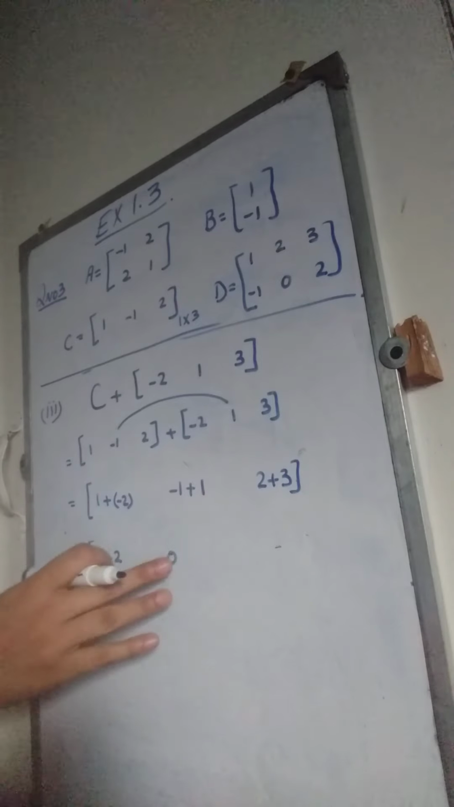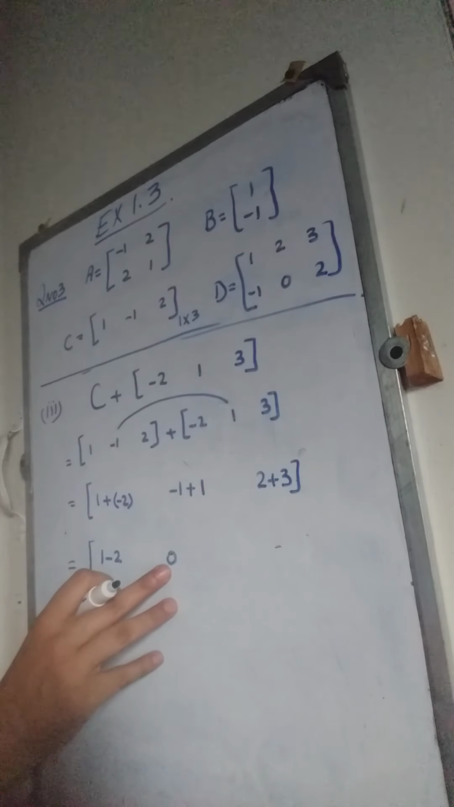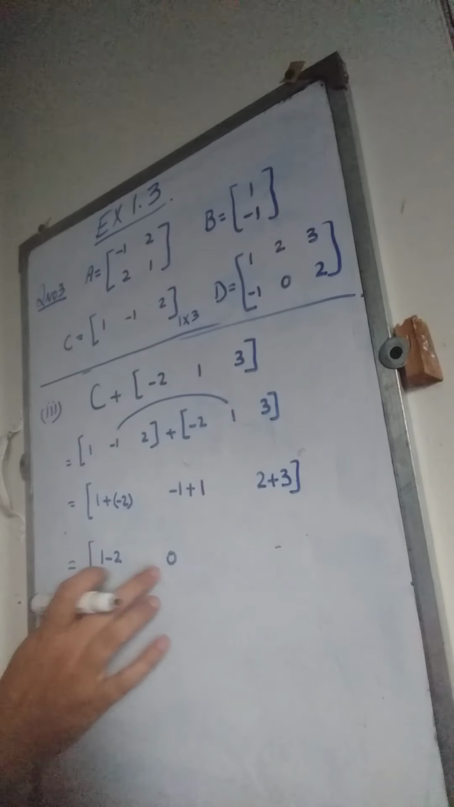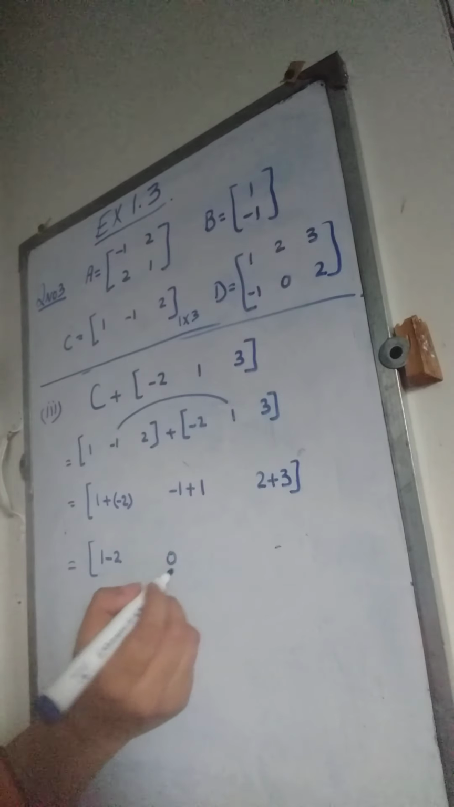1 minus 1 is 0. That's why we put 0, and 0 is a neutral number. We can't put a positive or negative sign with it. Okay, it is a neutral number. It never carries a sign.